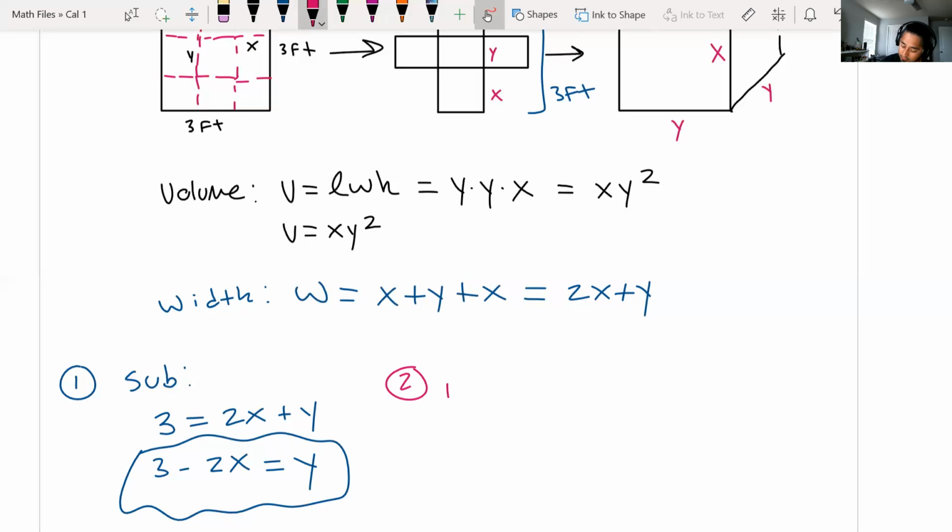So plug y into volume, to get V equals x times the new y value of 3 minus 2x, squared.